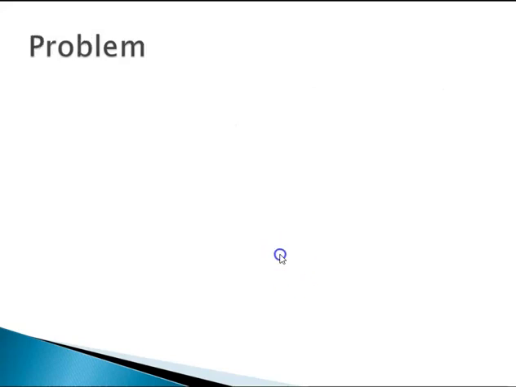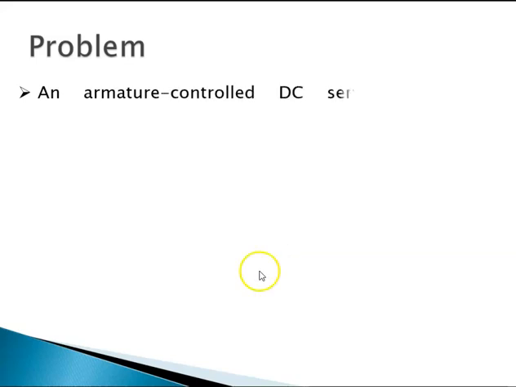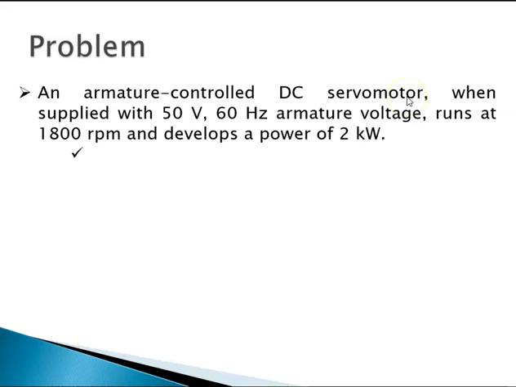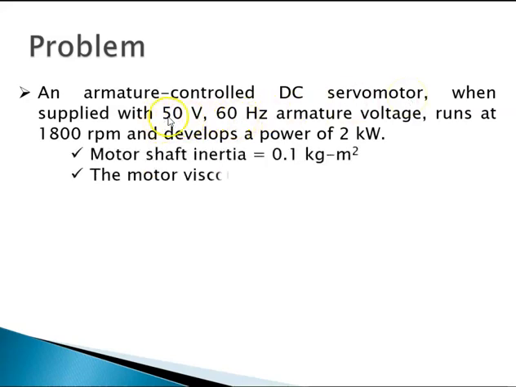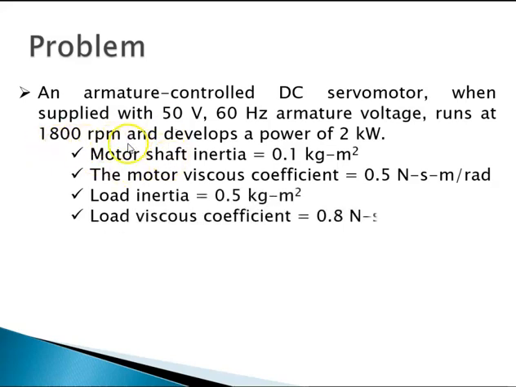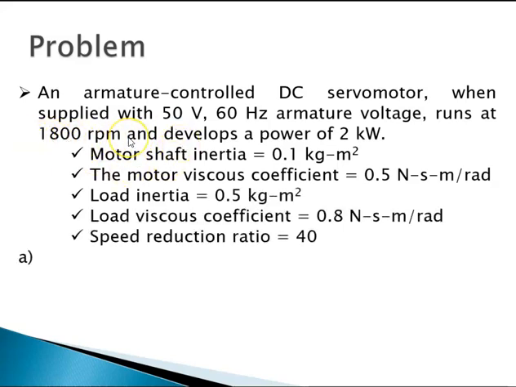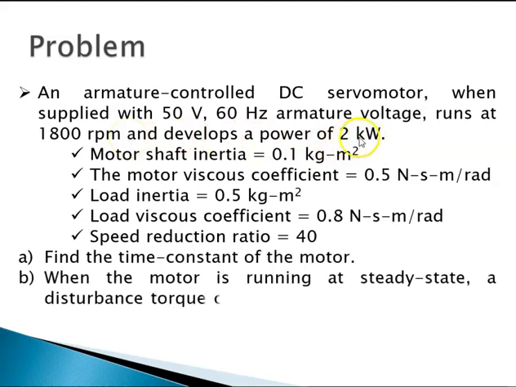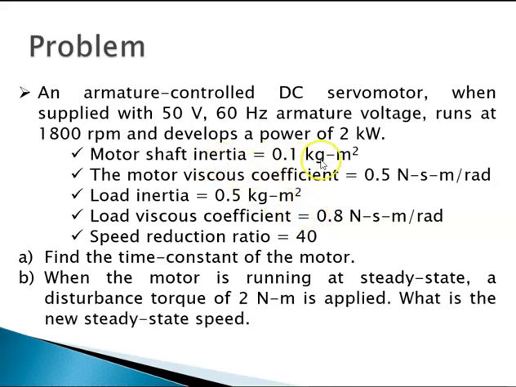The problem we are considering is shown over here. It refers to an armature controlled DC servo motor which is supplied with a voltage of 50 volts, and is running at 1800 RPM. This is its steady state speed, and it develops a steady state power of 2 kilowatts. Motor inertia is this much. Motor viscous coefficient is this much. Load inertia is this much. Load viscous coefficient is shown over here.